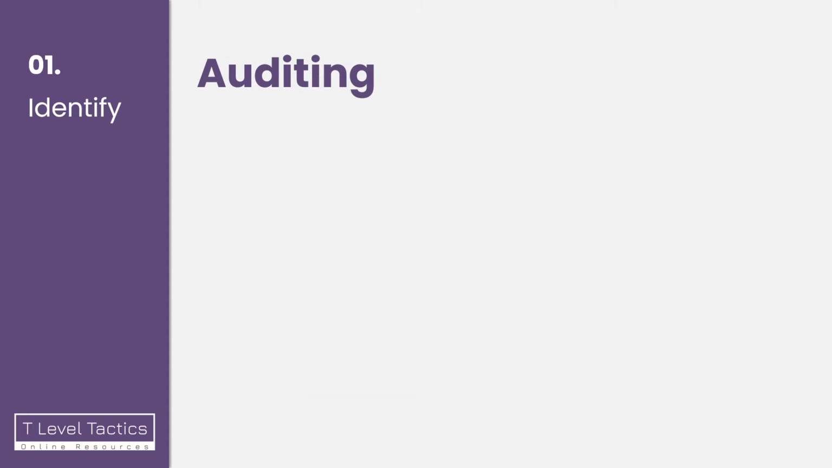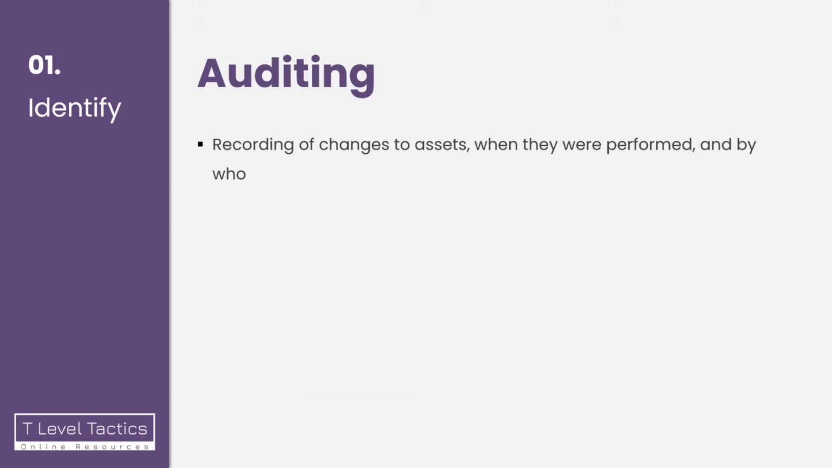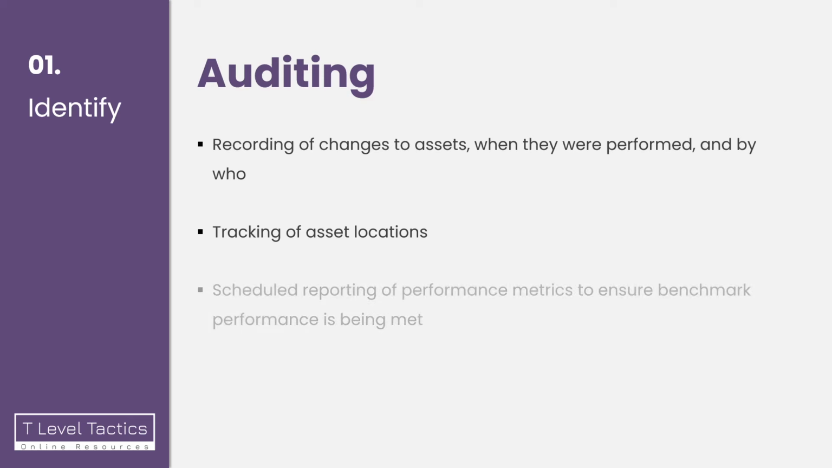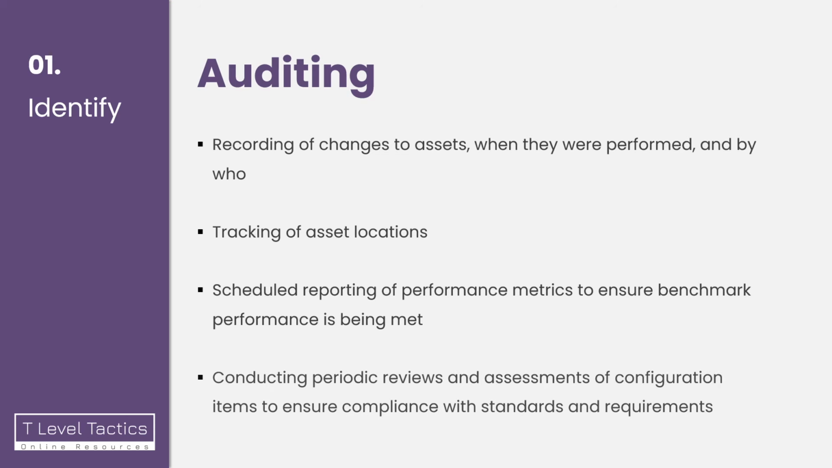The auditing aspect involves recording of changes to assets, when changes were performed, and by who. Tracking asset locations, where they're located physically in the business, or perhaps even where they're located on a network. Scheduled reporting of performance metrics to ensure benchmark performance is being met. And conducting periodic reviews and assessments of configuration items to ensure compliance with standards and requirements.